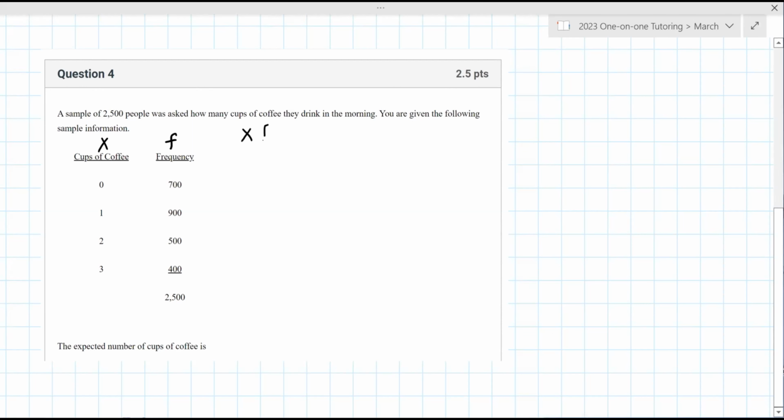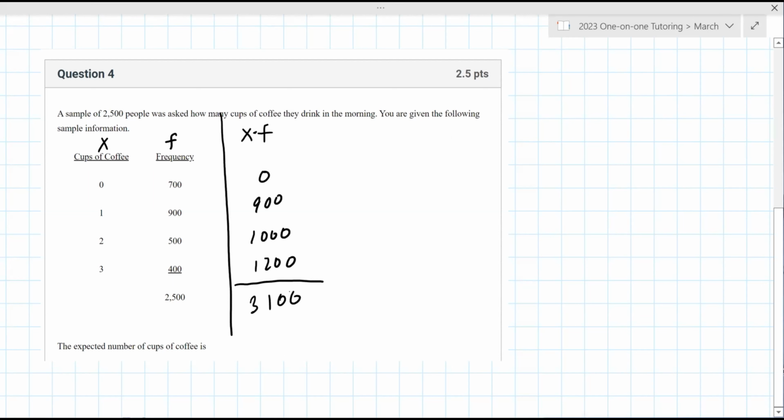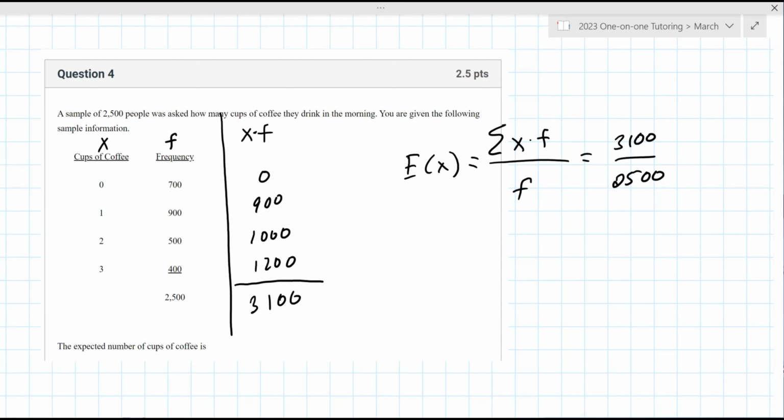So we need another column here. We have to take x and multiply times f. So this is 0, this is 900, this is 1,000, and this is 1,200. Then you've got to add them all up. So this ends up being 3,100. To find your expected value of x, you take your x times f, and it's really a sum. You're adding these up and then dividing by f. In this case, it's 3,100 divided by 2,500, and that is your answer.